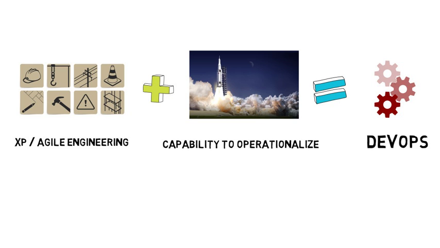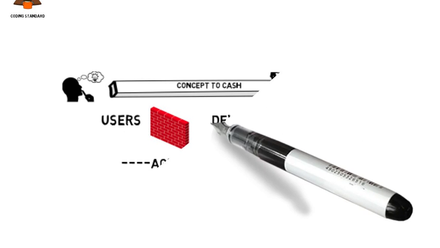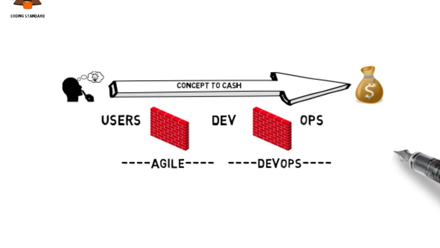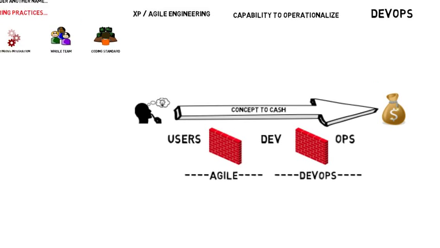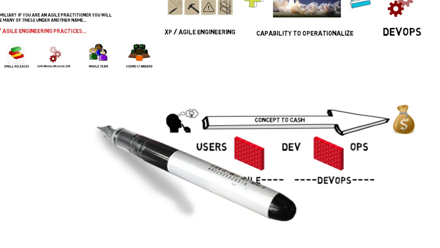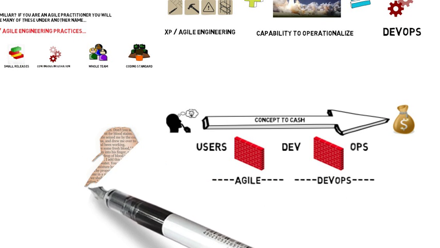Let's look back at that big picture again, and let's take a look at how all of that came together. So we have a concept. We want to get it out to cash. We have our users, and development bridged with Agile, and DevOps bridges Dev and Ops together. So with that, we get concept to cash quickly.